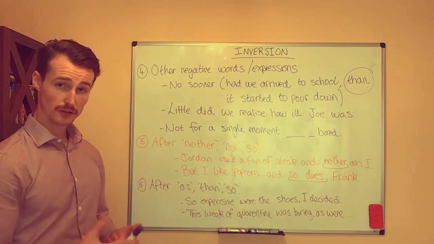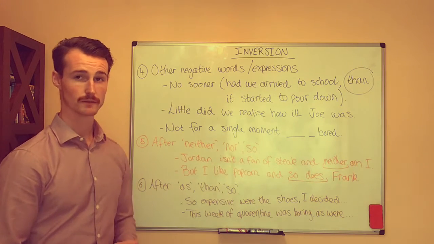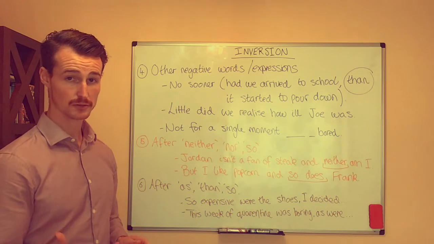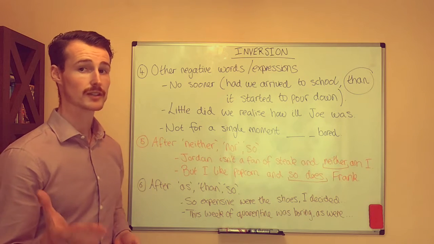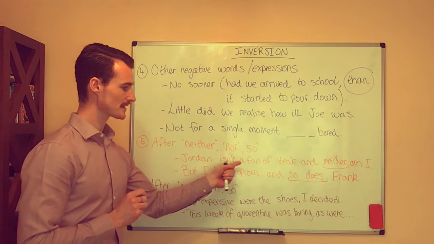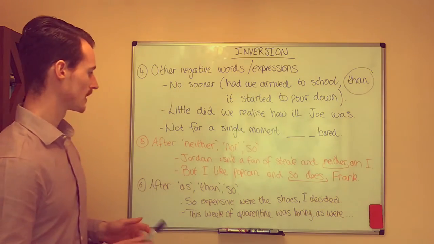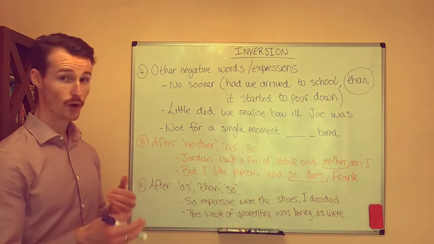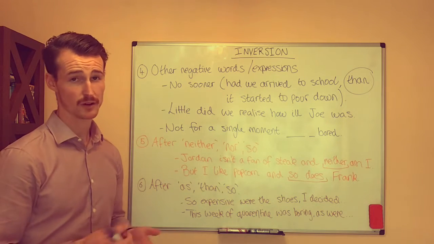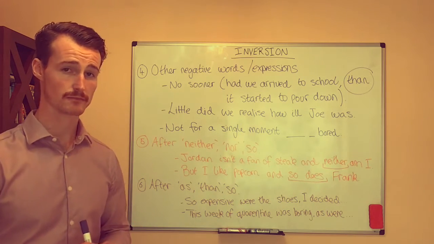Number 5, we also use inversions when we talk about neither, nor, or so. Now this is a little bit more advanced. Maybe this is something you don't have to master just yet. But, for example, we could say, Jordan isn't a fan of steak, and neither am I. We could also say here, in a non-inverted way, Jordan isn't a fan of steak, and I am not a fan of steak. But we're using an advanced structure, okay?